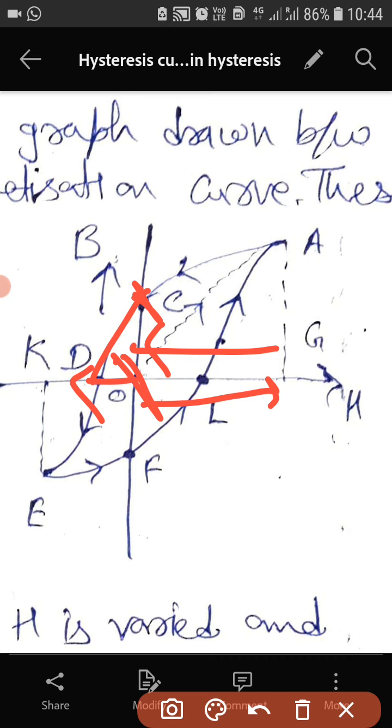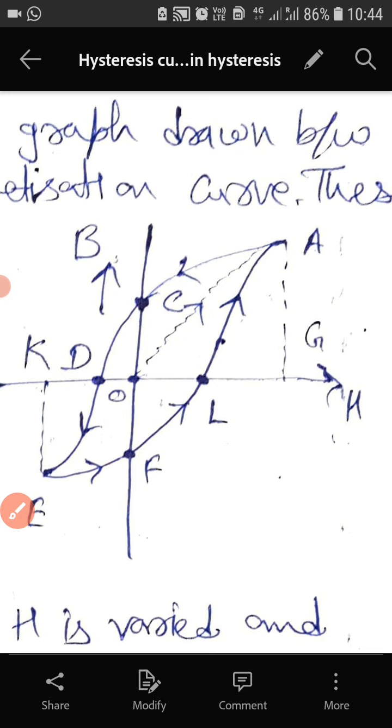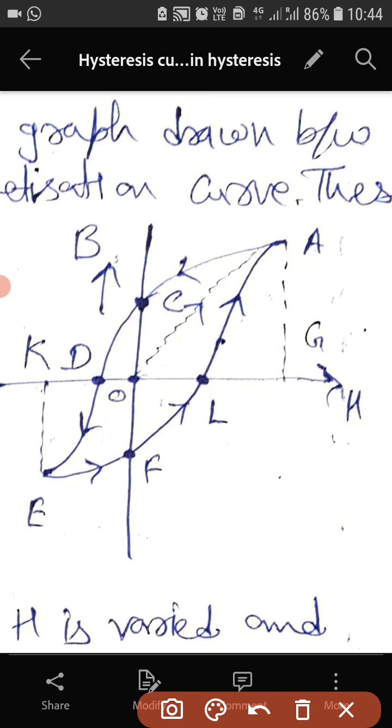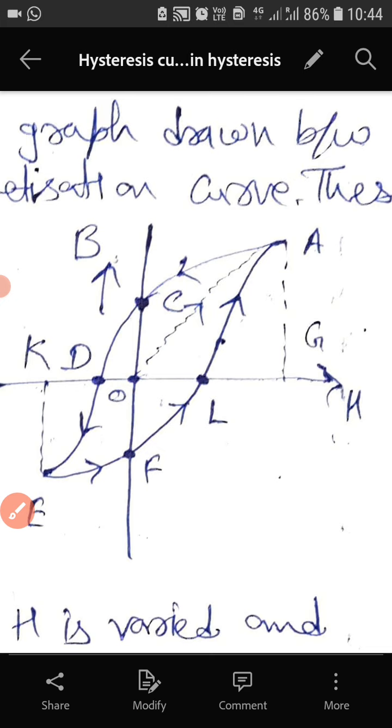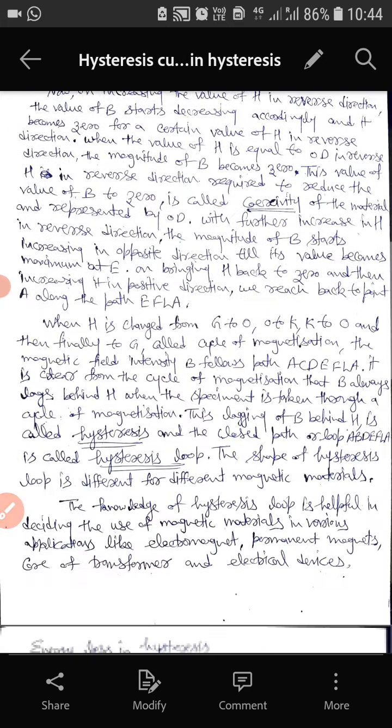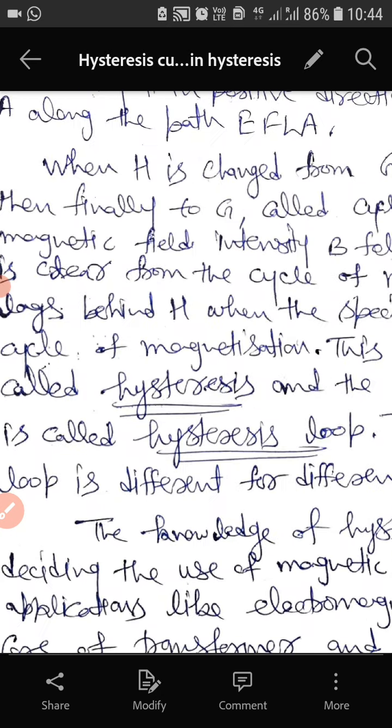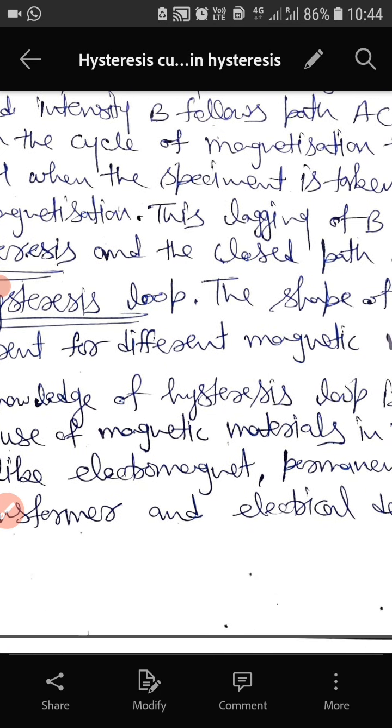So this is how B always lags behind H, and this lagging of B behind H is called hysteresis. This phenomenon of lagging of B behind H is known as hysteresis, and this whole loop, which is represented by this closed path, is known as the hysteresis loop.